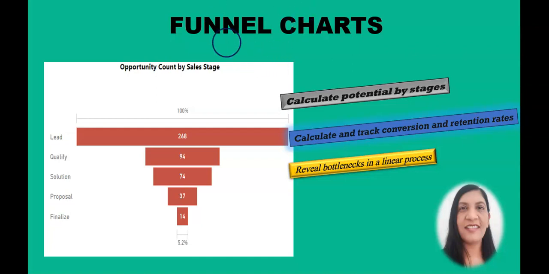For example, in sales and marketing, you have leads first, and then you have a final sale at the end. Between there you have stages, as you can see on the slide, and you can visually understand that data by this chart. That is all about the funnel chart. It calculates the potential by stages.